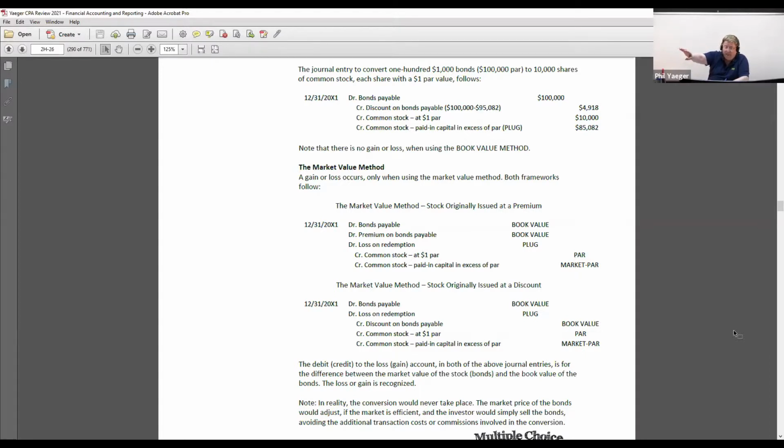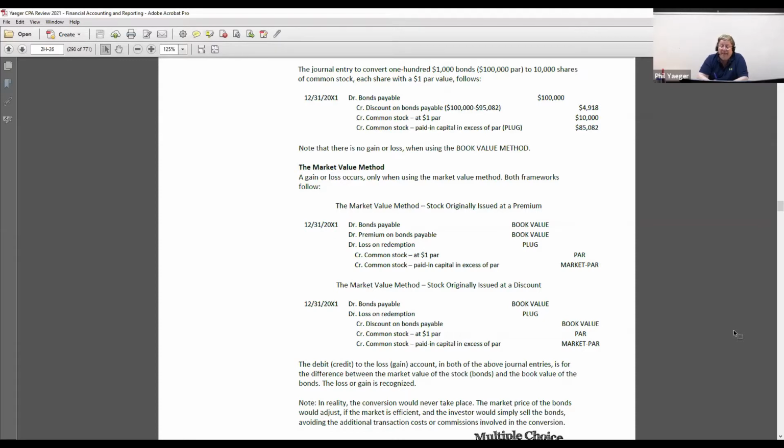Now, you're going to credit common stock. Common stock is always credited at what value? Par value or stated value, right? So you take the total par value of the common stock and subtract it from the carrying value of the bonds. And the difference is what? The gain or loss on redemption.